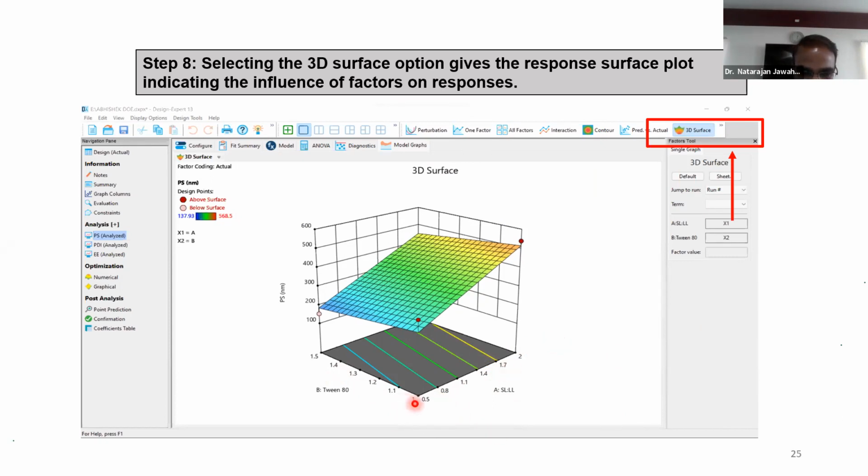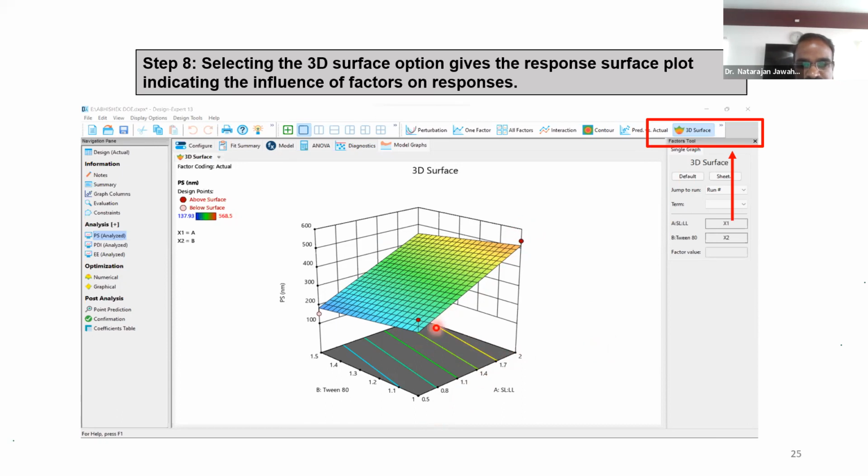Factor A is my surfactant, factor B is the lipid ratio. So if I increase the surfactant, this is my response. It's not increasing much. It's increasing, but not significantly, very slightly. But when I increase the lipid concentration, you see the response is increasing much. So from this, we can easily understand. The perturbation graph we got showed the same result, B is influencing more.